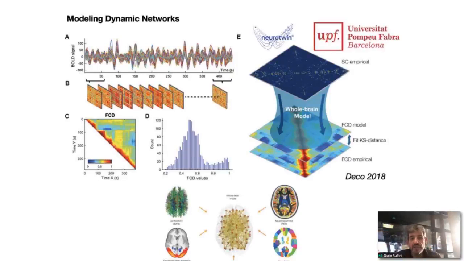In order to fit models, then we have to look at the data in different ways. Like with fMRI, we can construct functional connectivity maps that the models need to reproduce, or dynamical functional connectivity features. And here we're fortunate to work with people here in Barcelona, Gustavo Deco's lab, who is a leader in this field. Next slide.